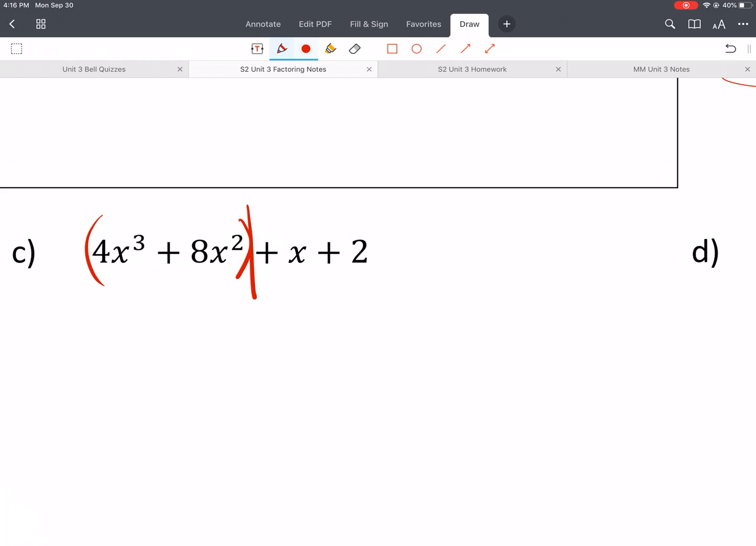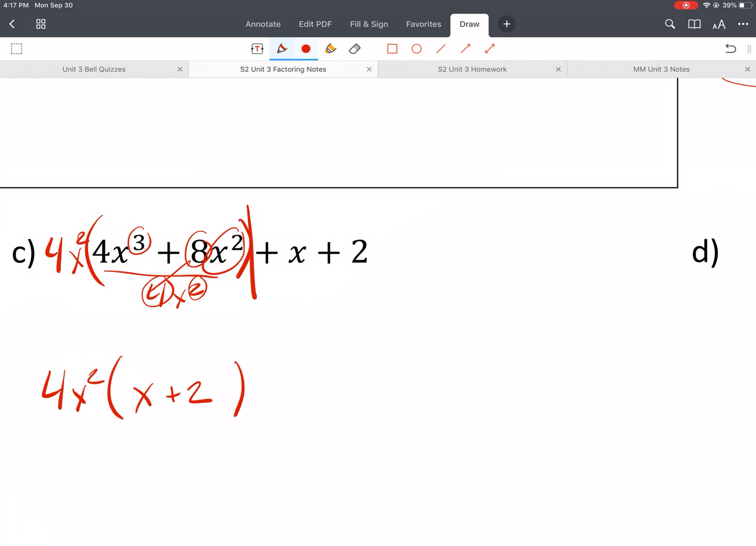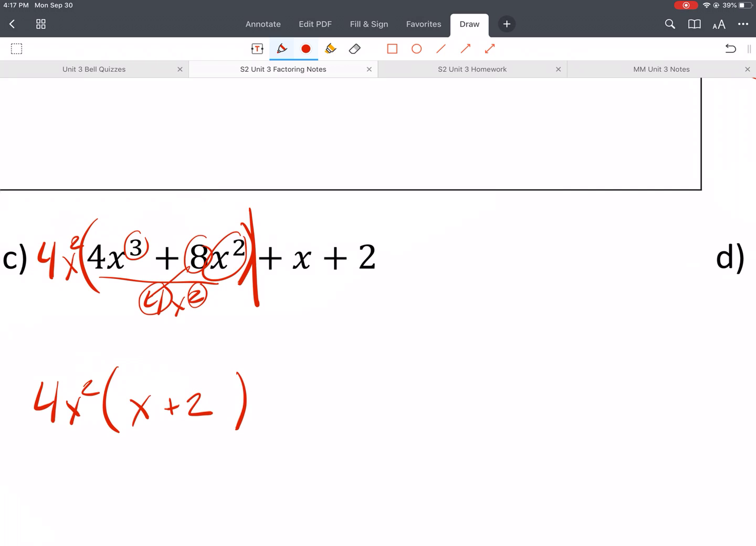Okay, so the GCF is going to be, for the numbers, we could take out a 4. And for the variables, we'd use our x squared. So we'd have 4x squared, and then what we have left in our parentheses would be x, because 4 divided by 4 is 1, and then 3 minus 2 gives us 1, so x to the 1. And then 8 divided by 4 gives us positive 2. And then the x squared over x squared just gives us 1. All right, so this part, we have our x plus 2.